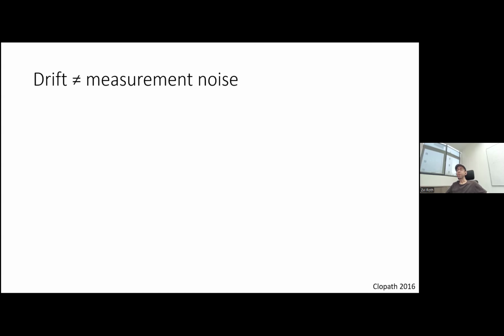Now, first I want to point out a difference between drift and noise. Because of course, when we measure neural responses repeatedly over time, the measurements will vary. They won't be identical because of noise, right? But that doesn't necessarily mean that representations are changing. So let's see how drift differs from noise.